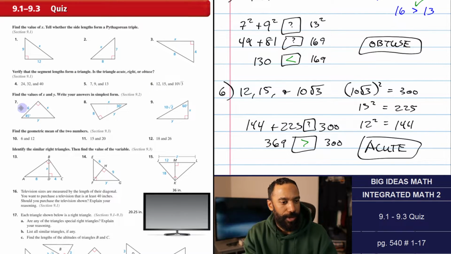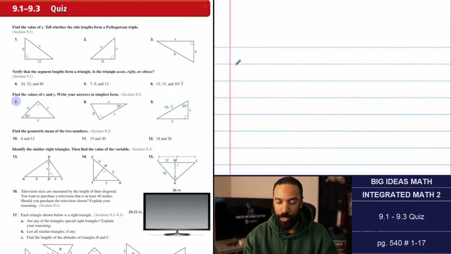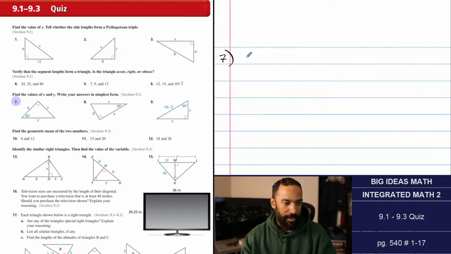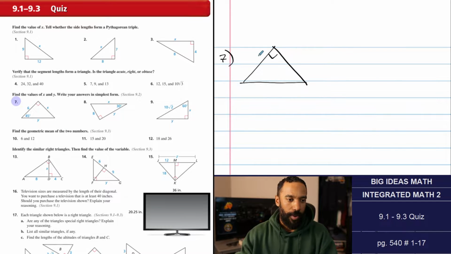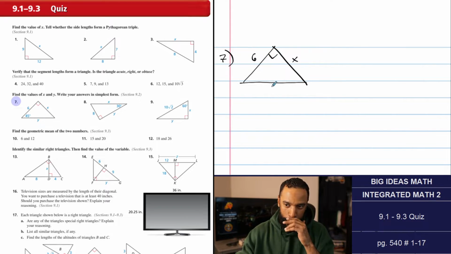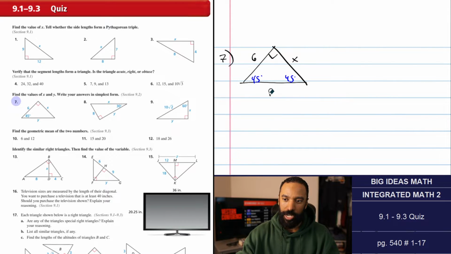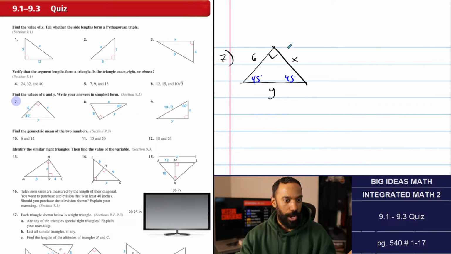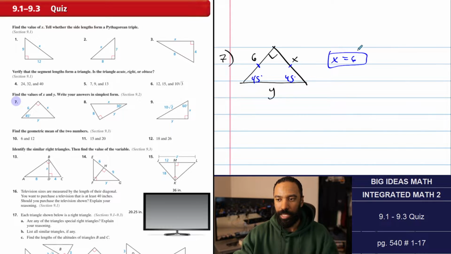Let's go to 7 through 9, this is now section 9.2 on special right triangles, the 45, 45, 90, and the 30, 60, 90. Number 7, let's just draw it. Number 7, we have a right triangle with length 6 and an unknown x, an unknown y, and a known 45 degrees. This is indeed a 45, 45, 90 triangle, which has a special ratio relationship in how the side lengths compare. In a 45, 45, 90 triangle, you may understand that's an isosceles triangle. If this is 6, this is actually going to be 6 as well. X is 6.